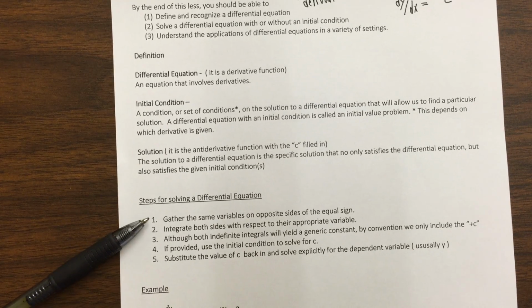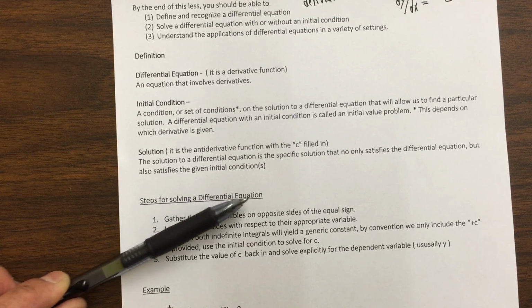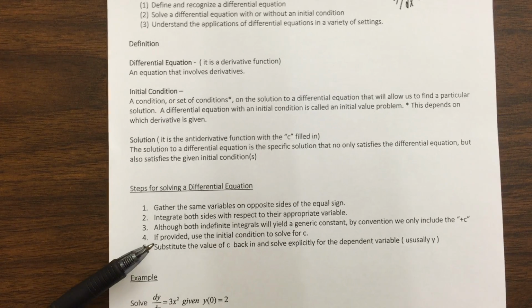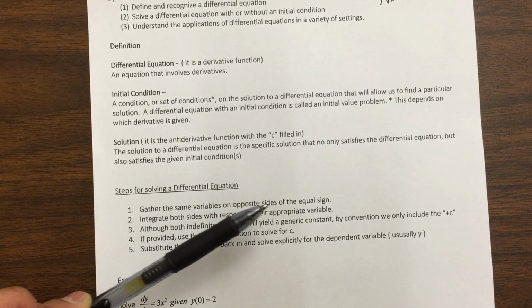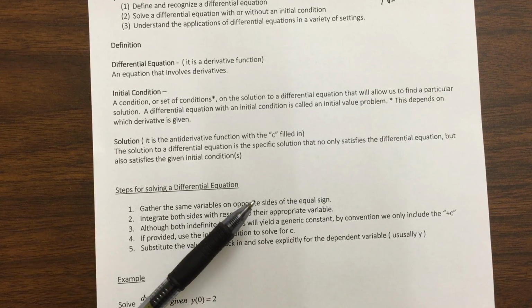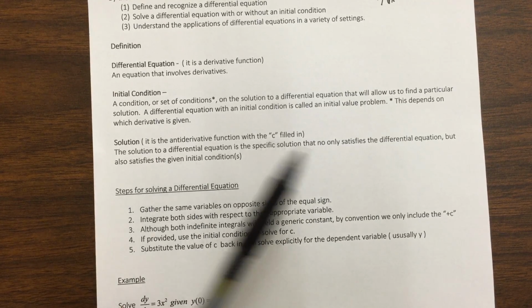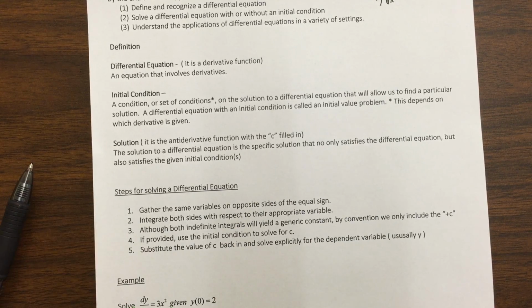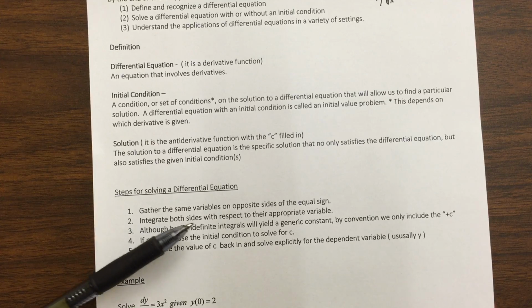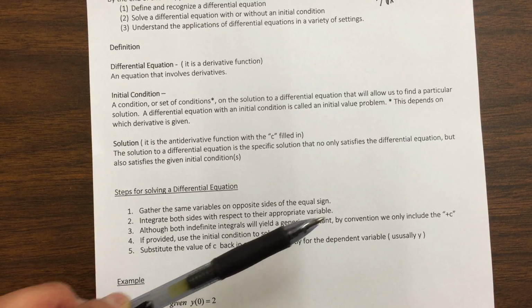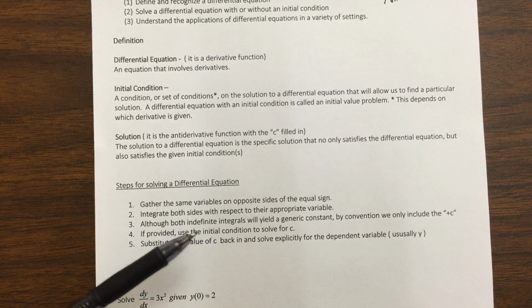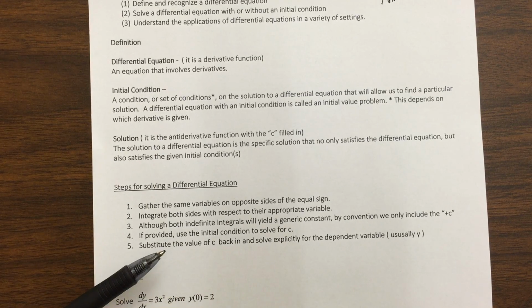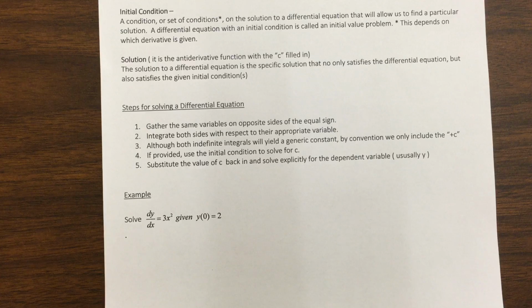Okay? Now I listed some general steps on how to solve a differential equation. So let's walk through them. First, we will be gathering the same variables on opposite sides of the equal sign. So anything that involves an x will stay on the right side of the equal sign. Anything that involves a y stays on the left side. We will then integrate both sides with respect to the appropriate variable. And then after we integrate both sides, we will find their antiderivatives and then solve for c. Okay. So let's get started with a few examples, and I think you will get the hang of it.